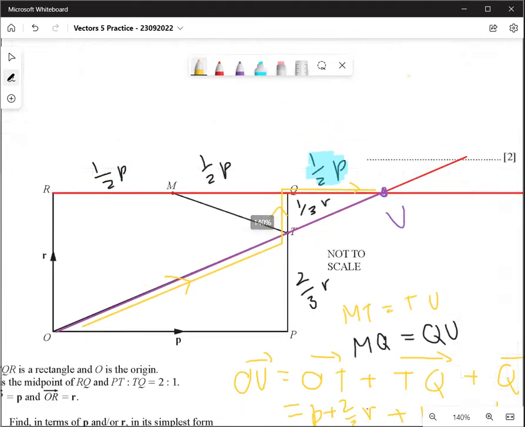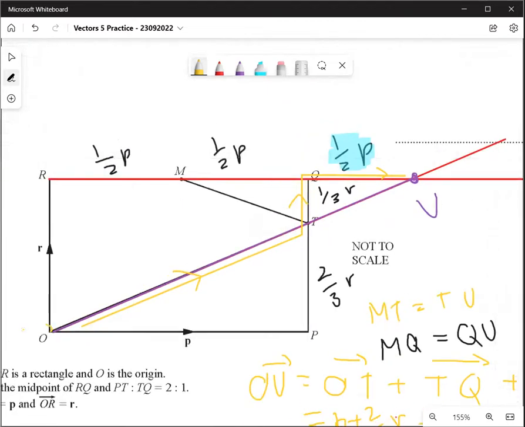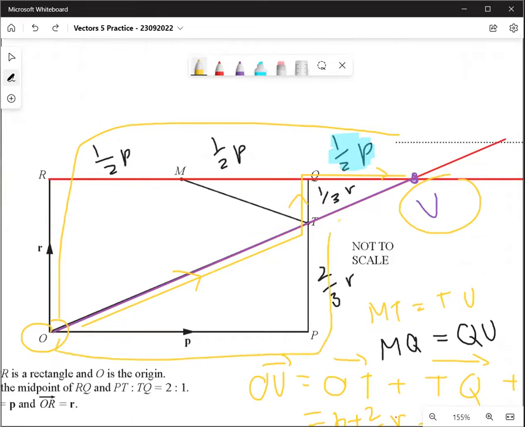Now, all you have to do is find a way from O to reach U. There's any way possible, right? You can go from here to here, basically. MTU would be an isosceles triangle, right? Yes, MTU, isosceles triangle.